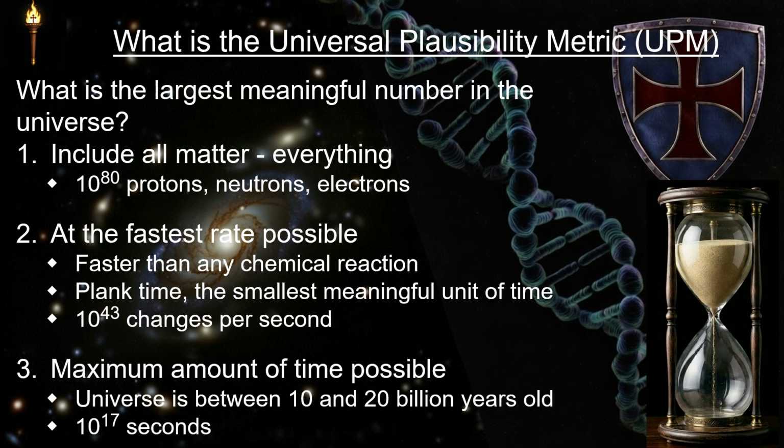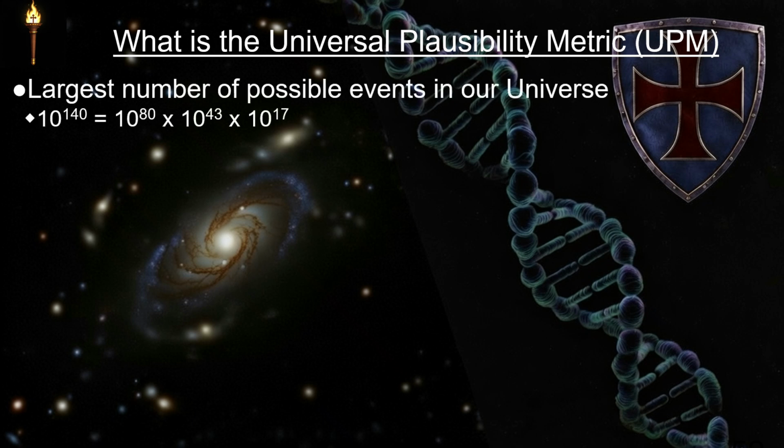Then we're going to include the maximum amount of time possible. Let's say the universe is between 10 and 20 billion years old. Let's just round up to 10 to the 17 seconds. So if we take the biggest numbers in the universe, all matter, fastest rate possible, maximum amount of time, we come up with the largest number of possible events in our universe, which is 10 to the 140th power.